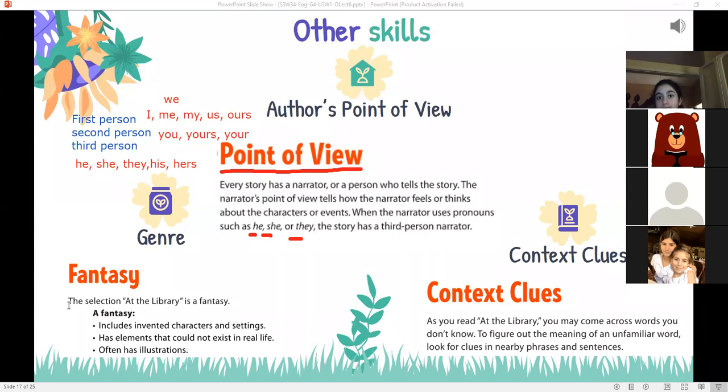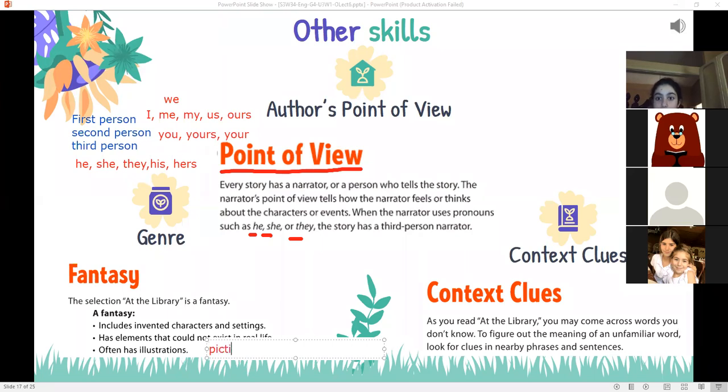Now, a fantasy. The selection that we're going to read now is a fantasy. It includes invented characters and settings. Invented means not real. It has elements that could not exist in real life. And it often has illustrations. Illustrations means pictures. They provide pictures so you can imagine well.